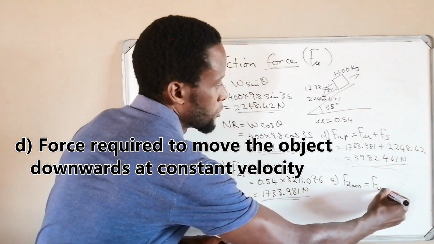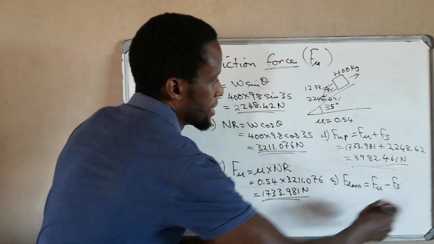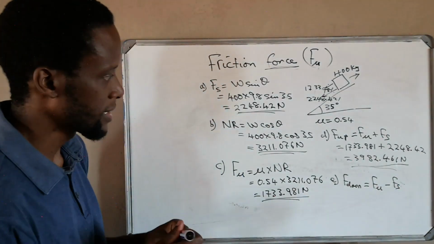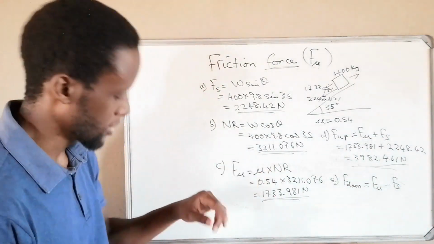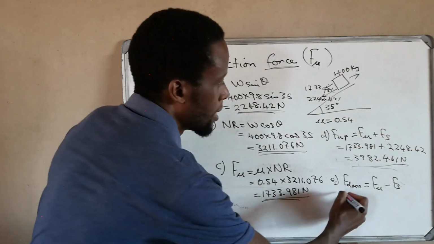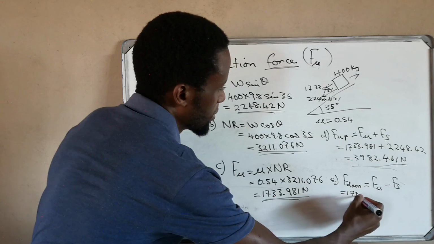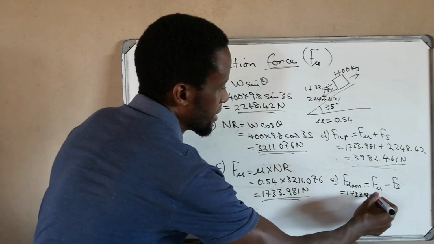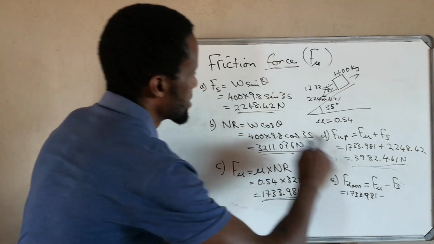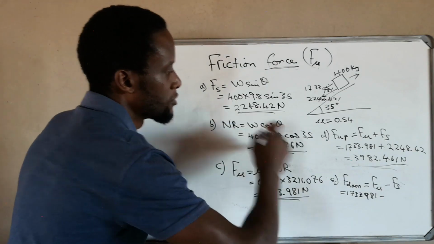It is your friction force minus your sliding force. So this question is quite interesting. I want us to work this together and see what happens. What we have is 1733,981 minus our friction, our sliding force.